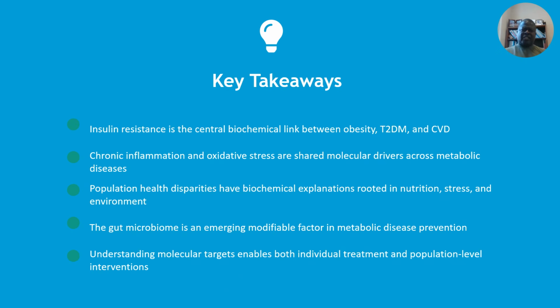So I hope you've enjoyed this lecture, and here are some key takeaways. Insulin resistance is a central biochemical link between obesity, type 2 diabetes, cardiovascular disease, and also cancer. Chronic inflammation and oxidative stress are shared molecular drivers across many metabolic diseases. Population health disparities have biochemical explanations rooted in nutrition, stress, and environmental factors. The gut microbiome is an emerging modifiable factor that is incredibly important, not only in metabolic but in multiple disease prevention.